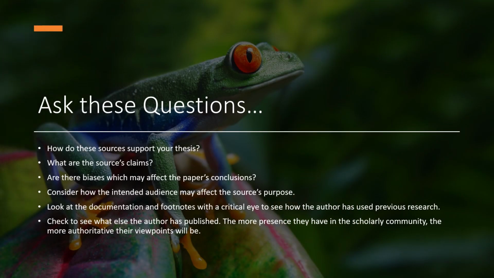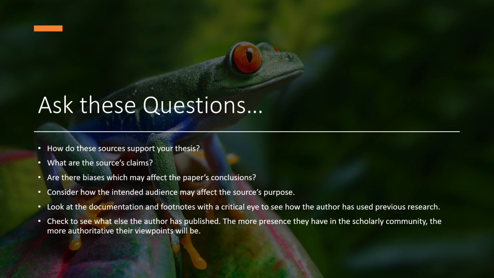Ask these questions. How do these sources support your thesis? What are the sources' claims? Are there any biases which may affect the paper's conclusions? Consider how the intended audience may affect the source's purpose.